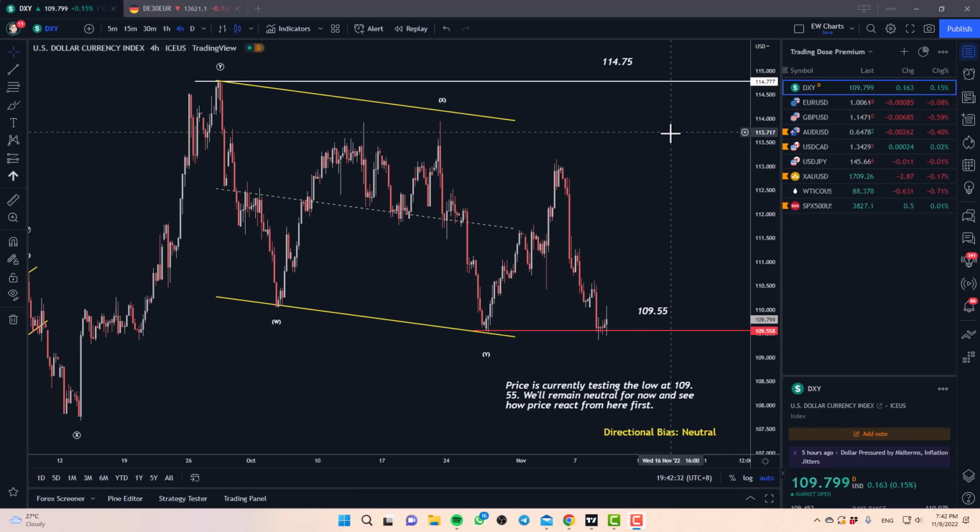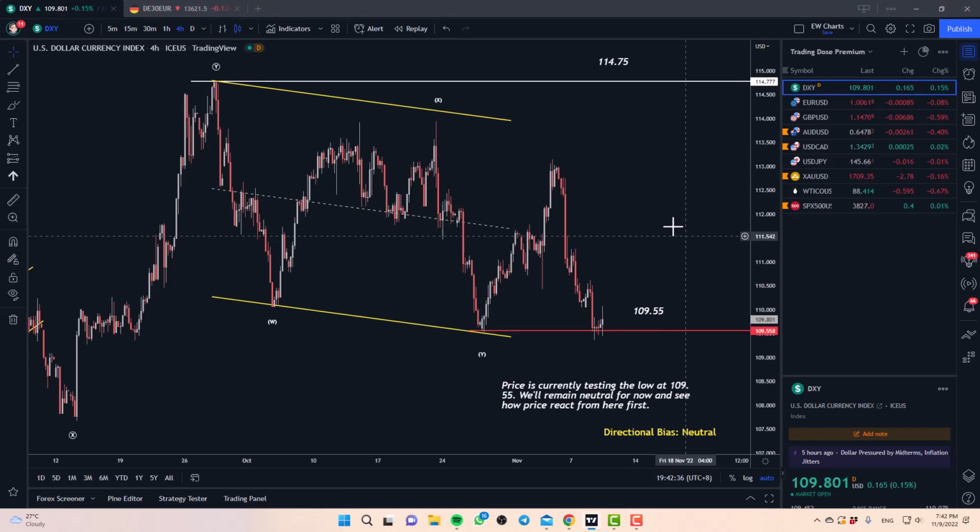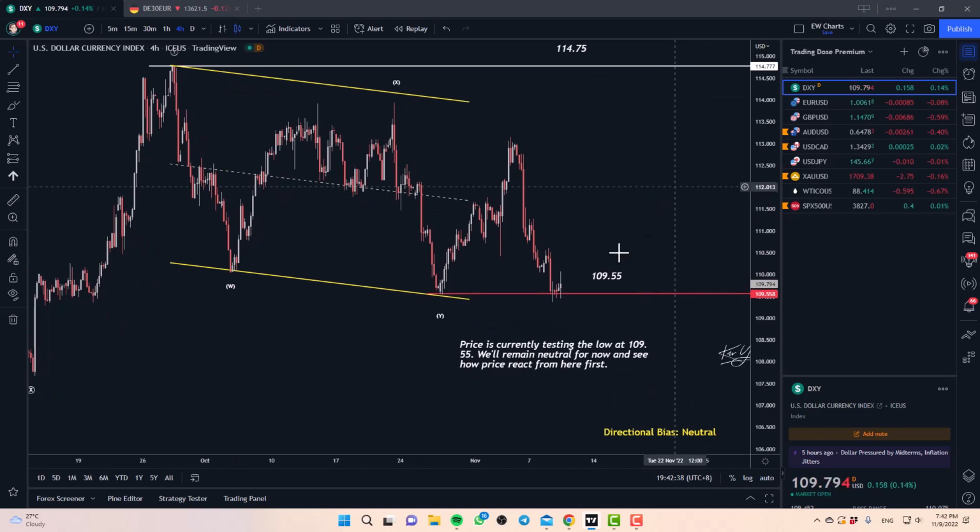So as usual, we'll get started by looking at the dollar index over here. Now, if you look at this chart at this moment, what we are seeing is that the price is currently testing the previous low, somewhere around 109.55. So as of now, we're going to maintain a pretty neutral perspective, and we want to see how the market is going to develop and react around this recent low point.